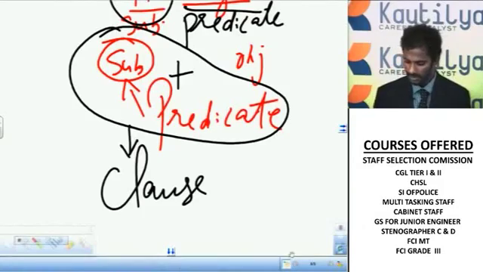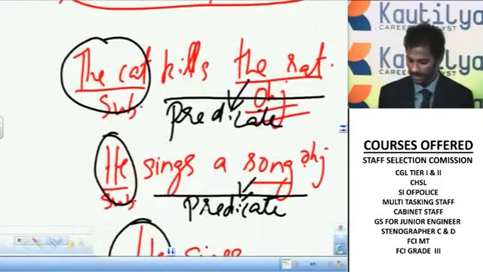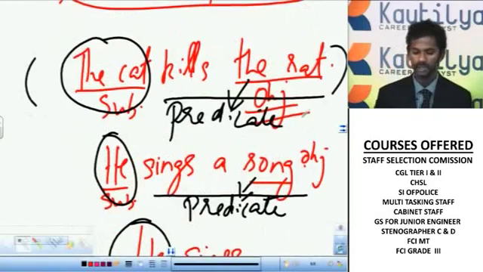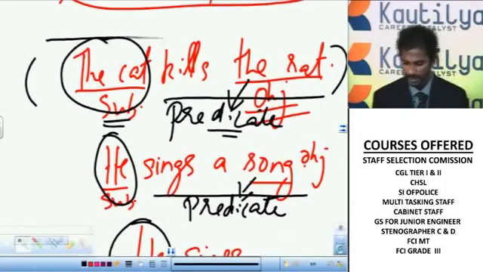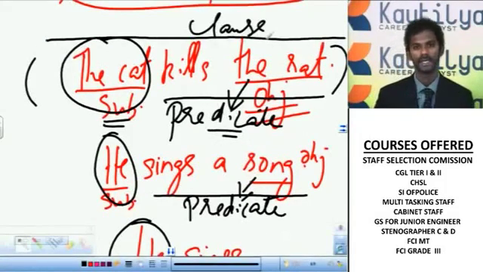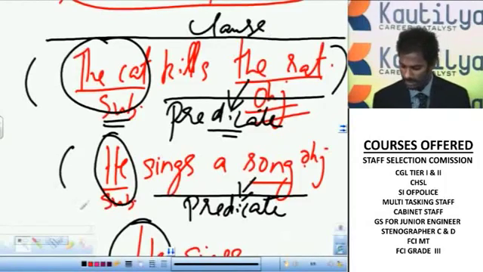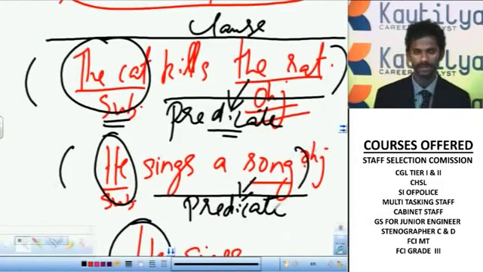Come back to the same sentences. The cat kills a rat. This is a part of a sentence containing a subject and a predicate. So I can say this can be termed as a clause. So the cat kills a rat can be termed as a sentence as well as a clause. Similarly, he sings a song. This is a part of a sentence containing a subject and a predicate.